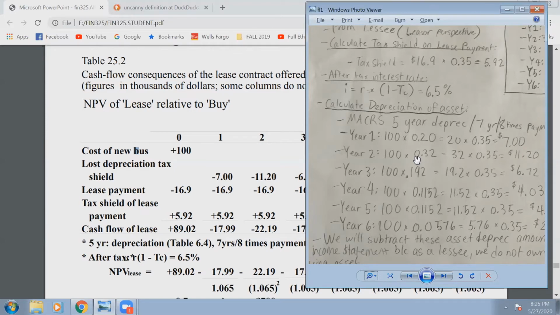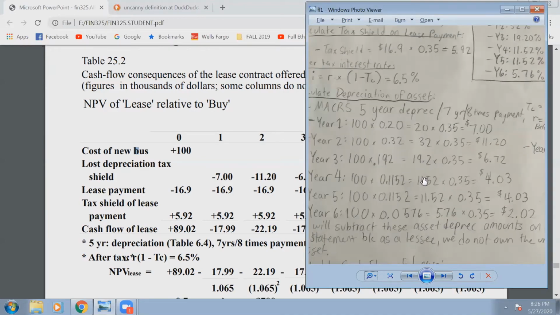That's year 2. Year 3, we have 100 million multiplied by 19.2%, gives us 19.2. Multiplied by 35%, gives us 6.72. Year 4, we have 100 million multiplied by 11.52%, gives us 11.52. Multiplied by 35%, gives you $4.03 for years 4 and 5. It is the same depreciation percentage for years 4 and 5, so the numbers are going to be the same. And then year 6 is the last year that we depreciate the asset, so after year 6, the asset will be useless. It will have 0 salvage value, and we do not include salvage value for that reason.